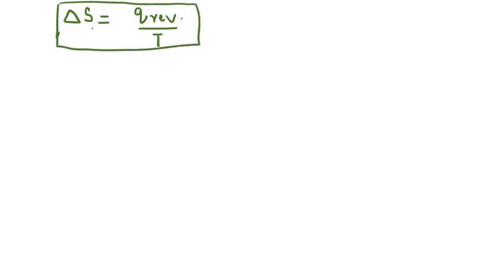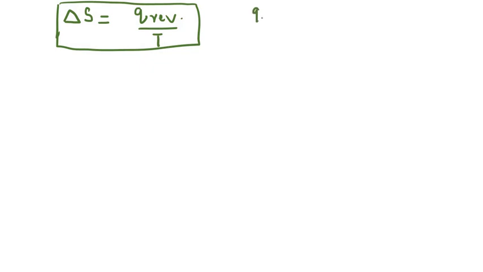Now, in the case of entropy, the thermodynamic change in entropy can be represented by the formula delta S equal to Q reversible by T. This formula is important. Based on this formula, problems are asked. What is that? Delta S equal to Q reversible by T.